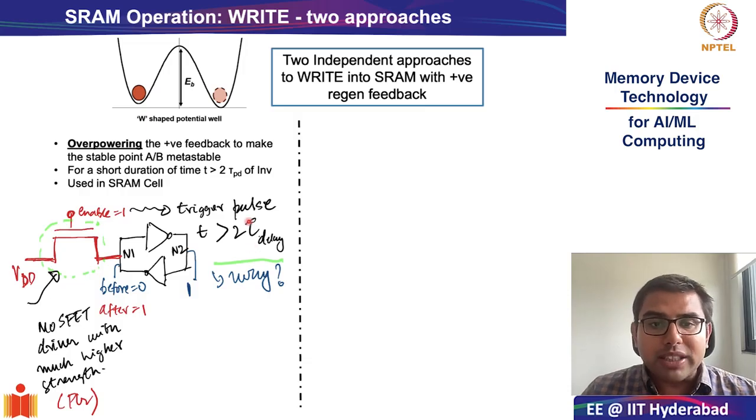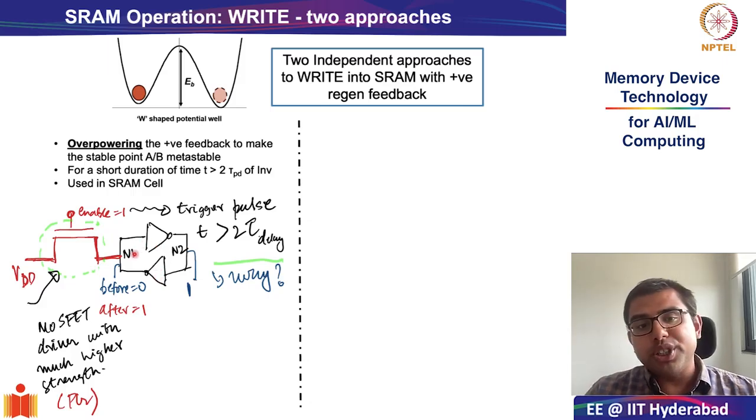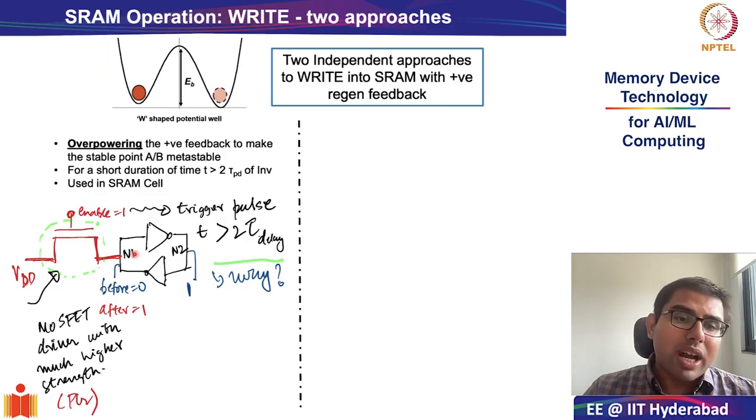So I have represented this with a diagram. You have your cross-coupled inverters, as you can see that I am indicating. Before you are doing the write operation, we will assume that N1 has a value of 0 and N2 has a value of 1. And our objective is to flip the value of N1 from 0 to 1. So before it was 0, next it is 1. And how do you do this?